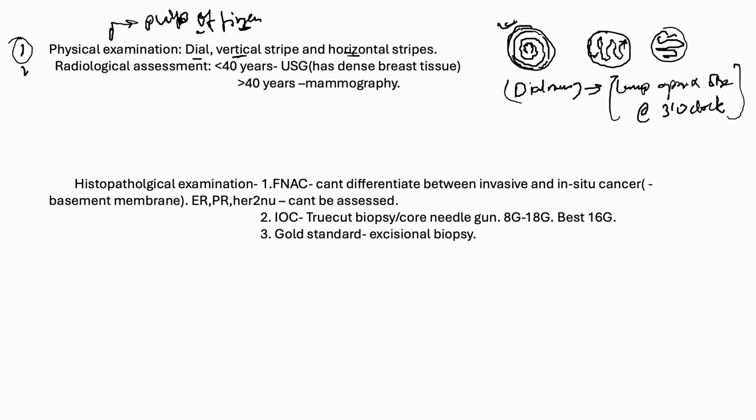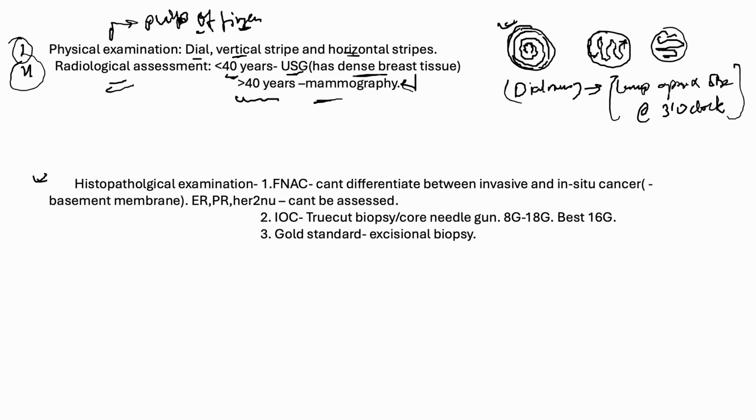Okay. Second thing, radiological assessments. Radiological assessment as a routine, right? Details will be there in the next few slides. As a routine, less than 40 years we get a USG done, because less than 40 years the breast tissues are dense, and mammography is not effective if the breast tissues are dense. And above 40 years we get an annual mammography done as an assessment or a screening test.